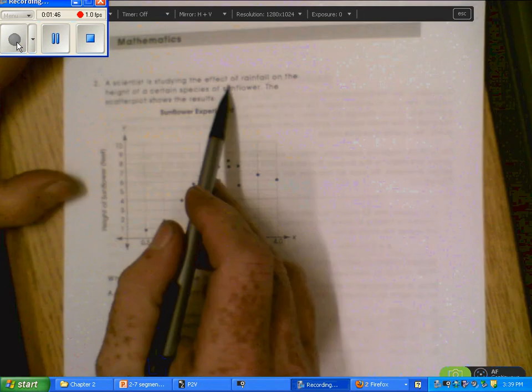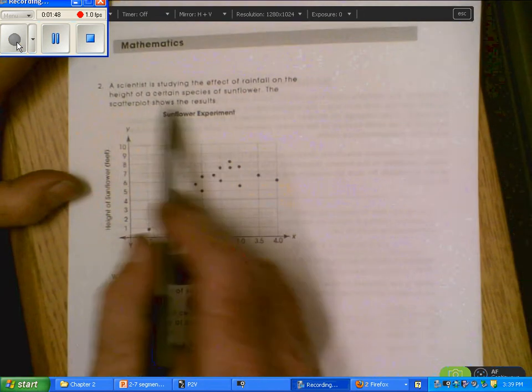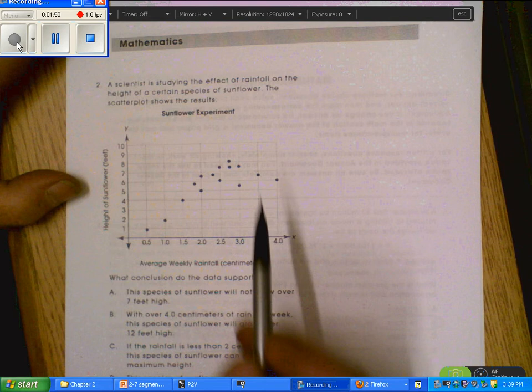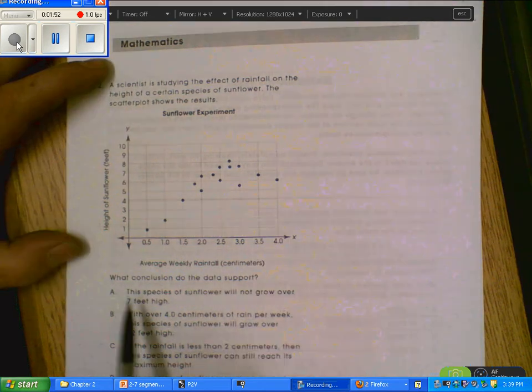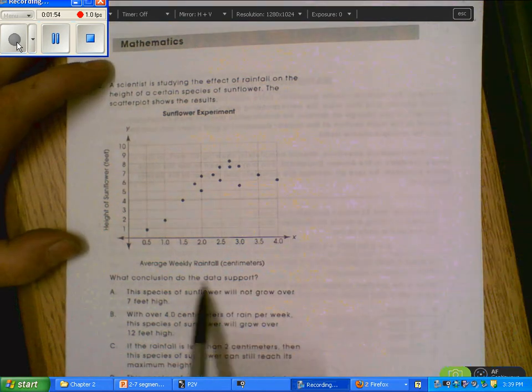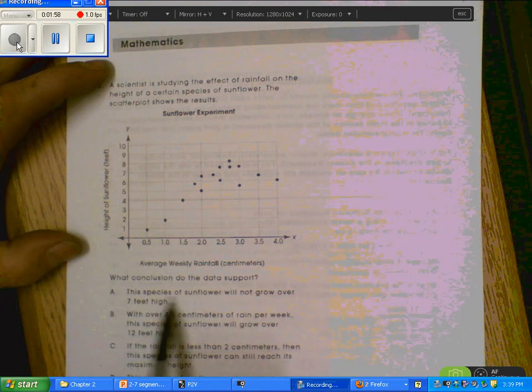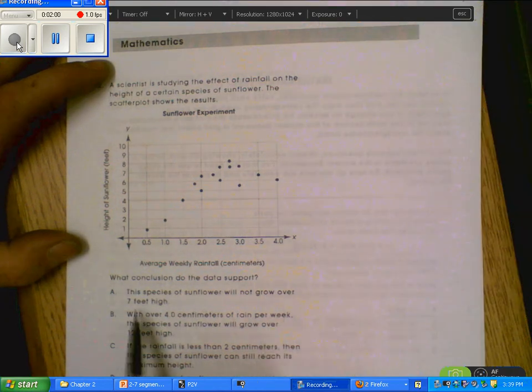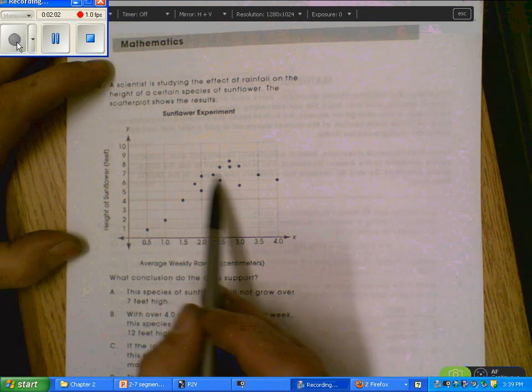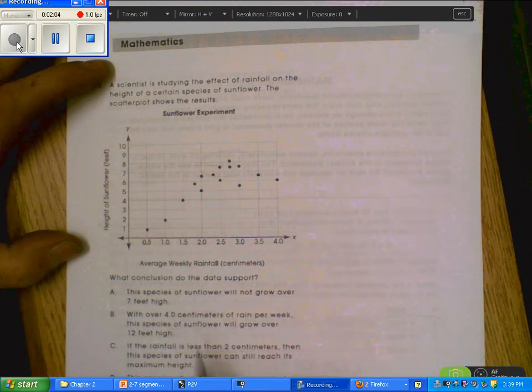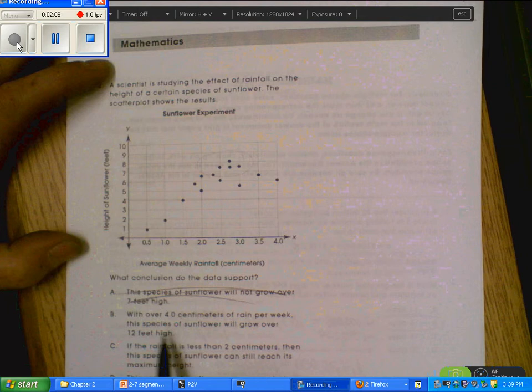Scientists are studying the effects of rainfall on the height of certain species of sunflowers. A scatter plot shows the results. What conclusion do the data support? The species of sunflowers will not grow over 7 feet tall. Well, that's not right, because you've got a bunch of them up here that are over 7 feet. So that one's not right.